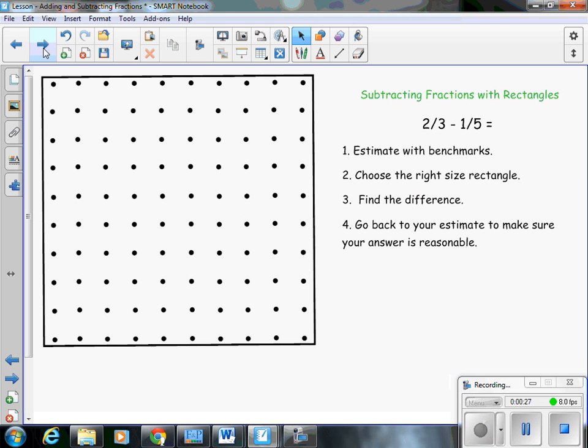All right, our first example is going to be subtracting fractions with rectangles. So it's just like when we did adding with rectangles. Our problem is 2/3 minus 1/5. Our first step is to estimate with benchmarks. I know that 2/3 is close to 1/2, and that 1/5 is close to 0. So my estimate is that it is less than 1. So I should not need more than one rectangle.